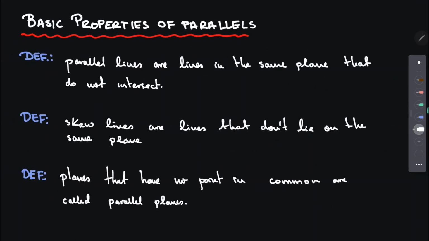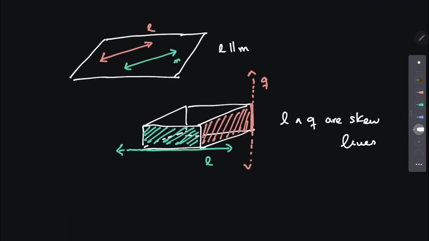And the last one: planes that have no point in common are called parallel planes. So we can establish some other relations. For example, two planes can be parallel. For example, the floor and the ceiling in your bedroom, right?